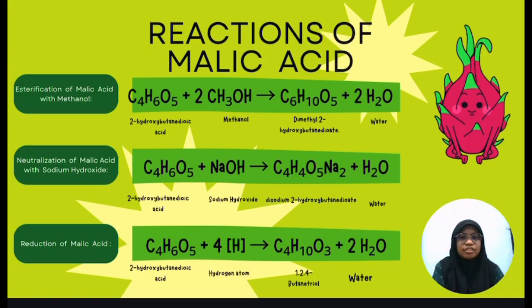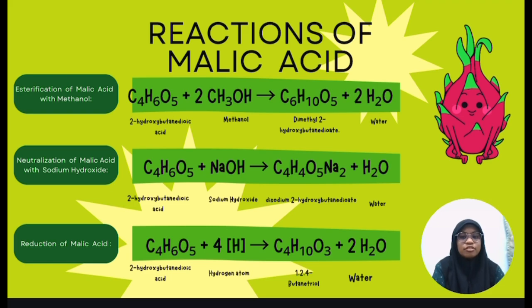Moving on to the reactions of malic acid. The first one is esterification of malic acid with methanol. 2-hydroxybutanedioic acid will be heated with 2 molecules of methanol in the presence of concentrated sulfuric acid to form dimethyl 2-hydroxybutanedioate, which is an ester, and 2 molecules of water. The next reaction is neutralization of malic acid with sodium hydroxide. 2-hydroxybutanedioic acid will react with sodium hydroxide to form disodium 2-hydroxybutanedioate and water.